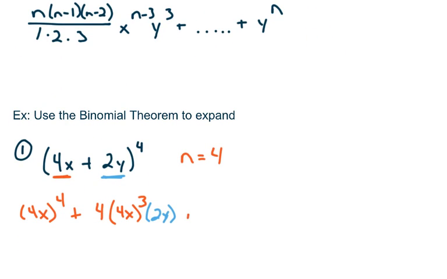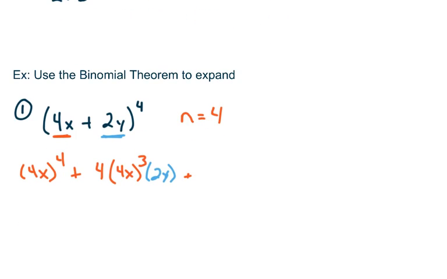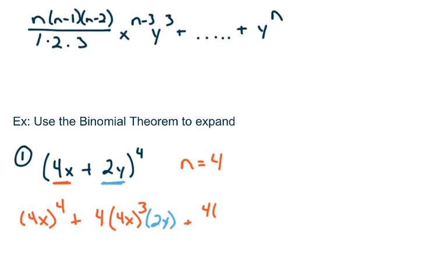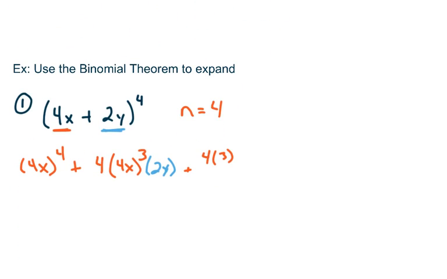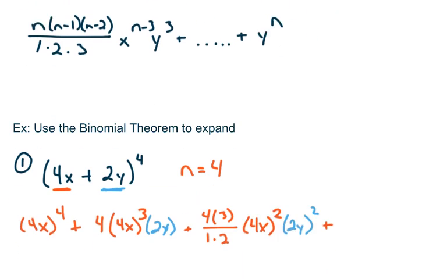The third term, plus, what do we got? n times n minus 1, so that's going to be 4 times, n minus 1, 4 minus 1 is 3, all over 1 times 2, times x to the n minus 2. Again, x is 4x to the n minus 2, so 4 minus 2 is 2, and then times our y, which in this case is 2y, and that's going to be squared, plus, hopefully I got enough room for one more term here.